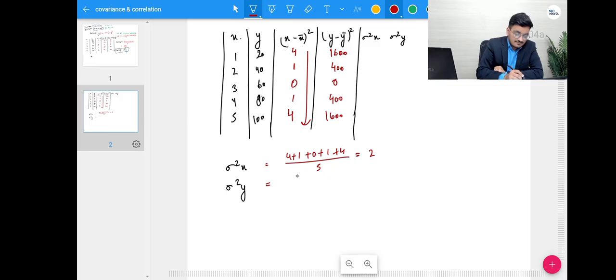For feature y, it is going to be the sum of all these, which will be 3200 plus 1, so 4000 divided by 5, which will be 800. And we know that sigma x will be under root 2 and sigma y is going to be under root of 800.